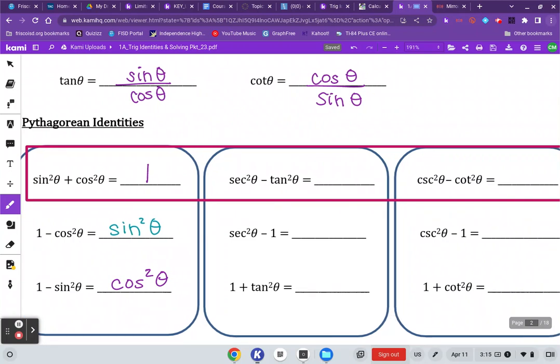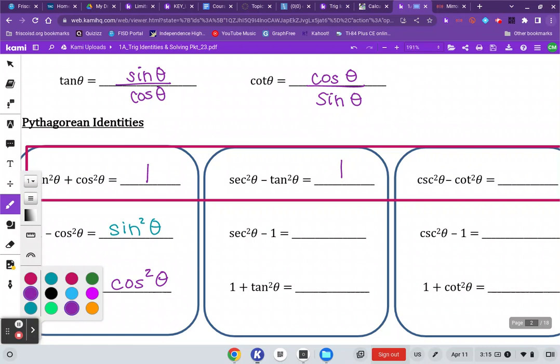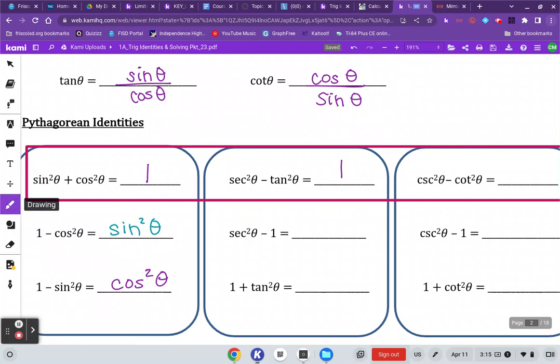So there's three main Pythagorean identities. The first one being sine squared plus cosine squared is equal to 1. Then we have secant squared minus tangent squared equals 1. And cosecant squared minus cotangent squared, and it also equals 1. So then we can move terms around if we want.